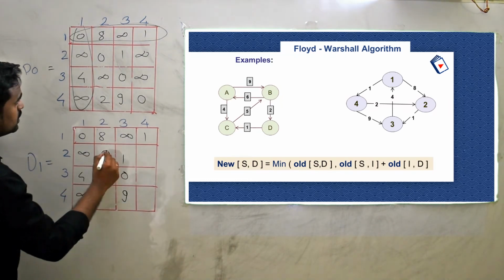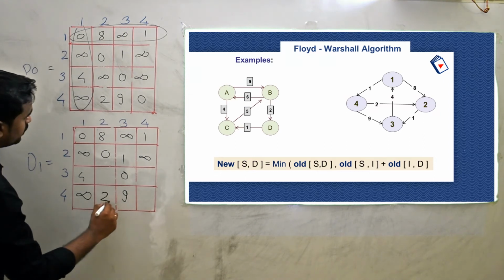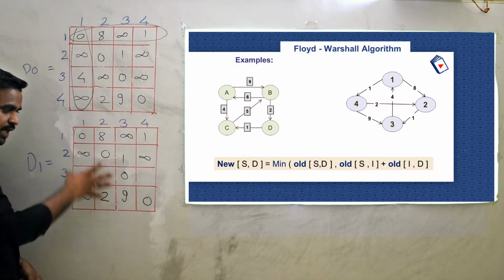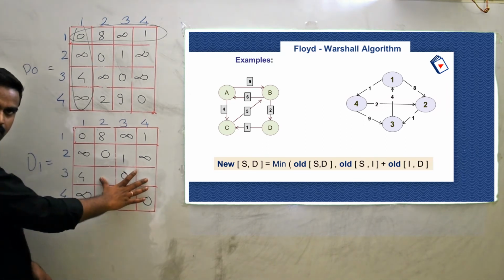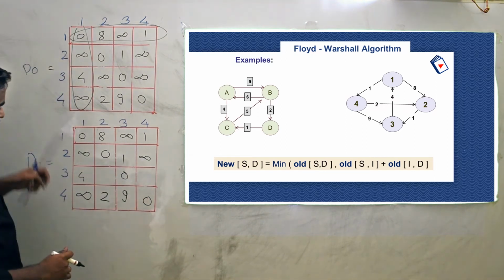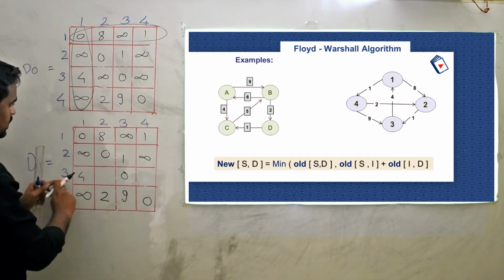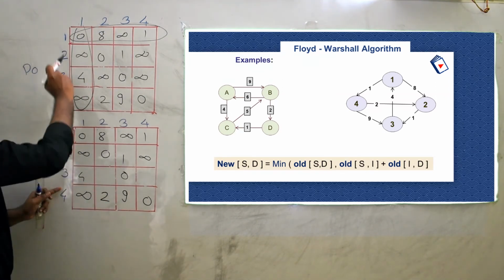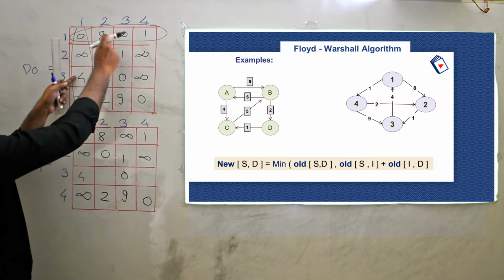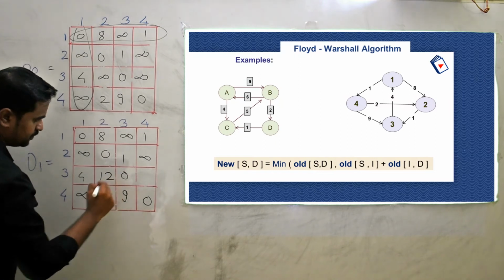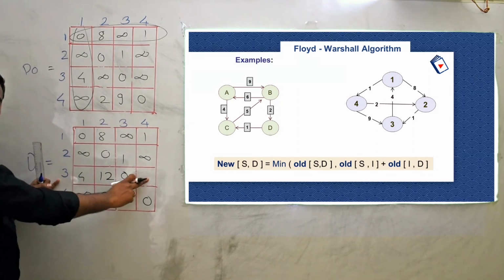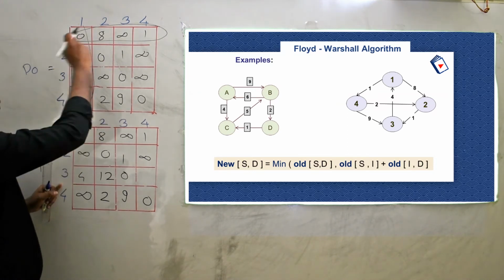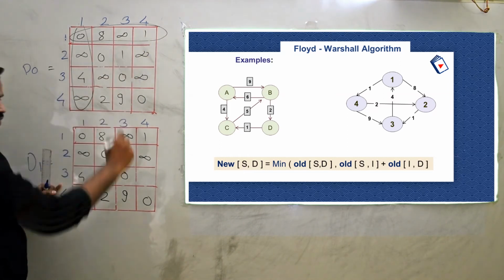So old values are 0, infinity and 2, 0. So I just need to calculate these two values. Instead of 9, I just need to calculate these two values. Okay, so these values are nothing but 3, 2 and 3, 4. How will we calculate 3, 2? First 3, 1 and 1, 2. Who is 3, 1? 3, 1 is 4 and 1, 2 is 8. 4 plus 8, 12. And this particular value, 3, 4, is nothing but 3, 1 and 1, 4. 3, 1 is 4 and 1, 4 is 1. So 4 plus 1, 5.